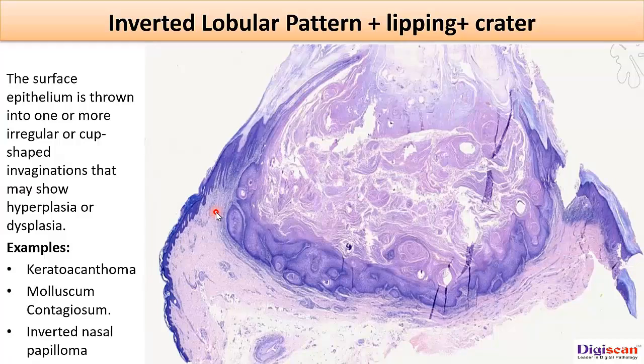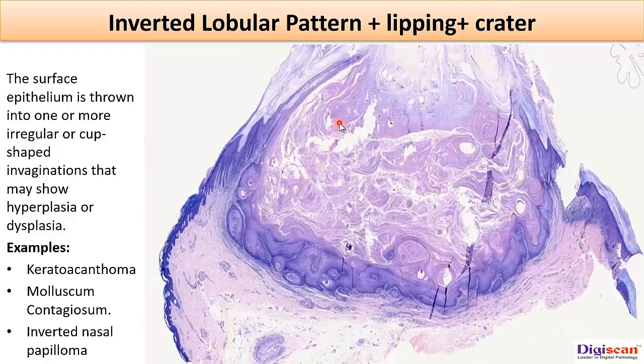Then we have another pattern, which is the inverted lobular pattern. Now, inverted lobular pattern can be seen in keratoacanthoma, molluscum contagiosum, and inverted nasal papilloma. In this, the surface epithelium is thrown into one or more irregular or cup-shaped invaginations of the epithelium into the mesenchyme that may show hyperplasia or dysplasia.